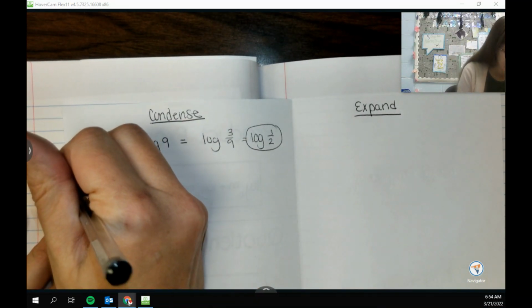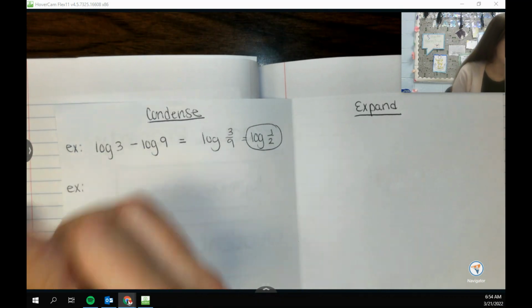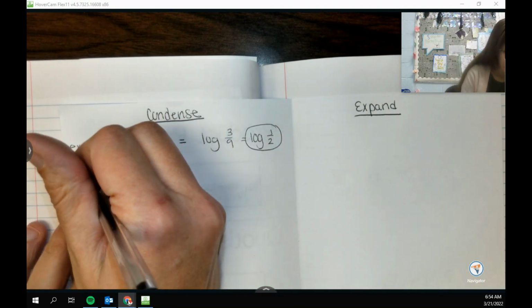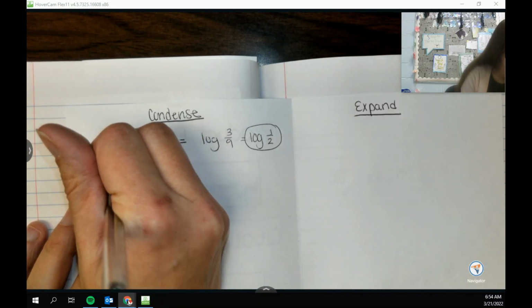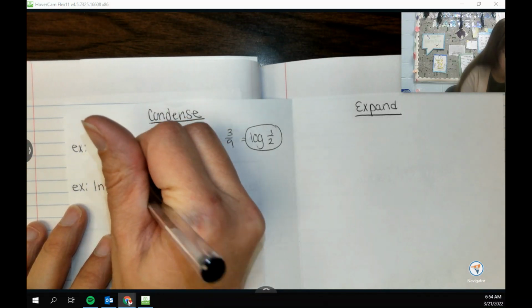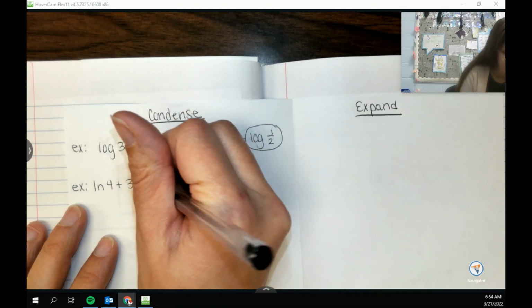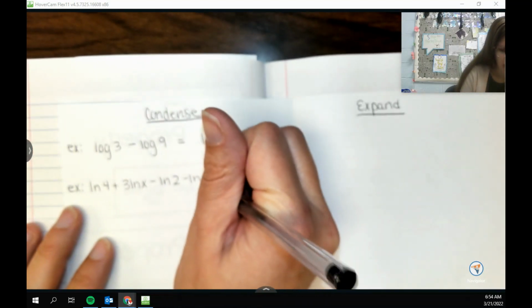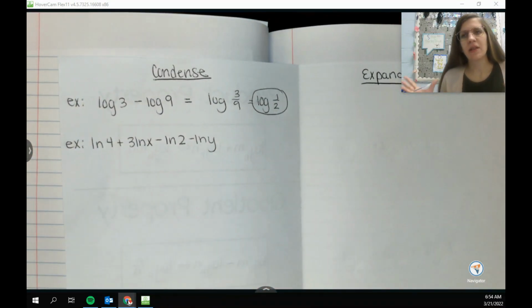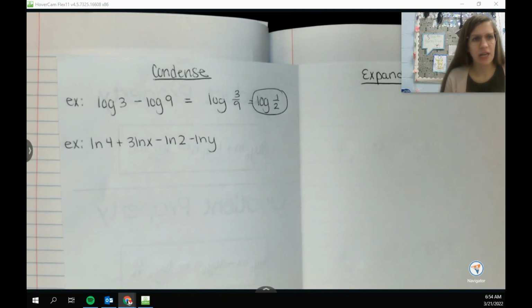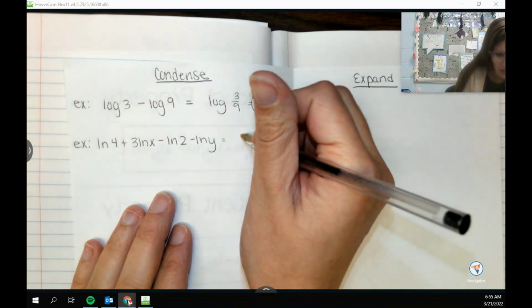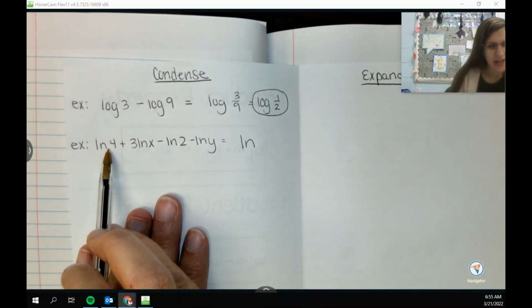Okay. But usually for us, what's going to happen is we might not actually be able to simplify very much because there's going to be lots of letters involved. So let's say we have natural log of 4 plus 3 natural log x minus natural log 2 minus natural log y. Okay, so we're starting with lots of logarithms and we want to smush it all down to 1.